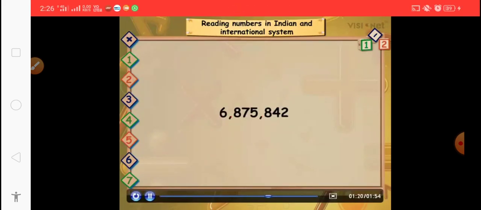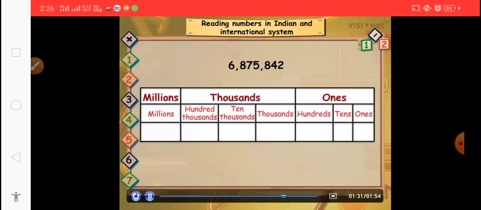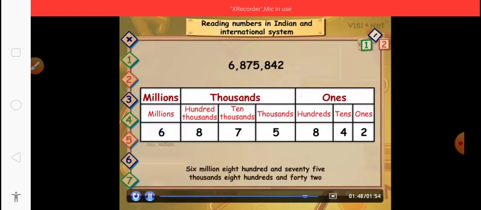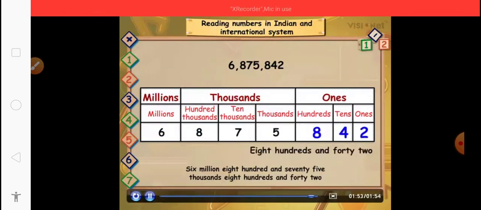To understand this, let us take this number 6,875,842. Again, we first show the table of this number according to international number system as shown, and then we place the given number in this table like this. Now how do we read the number? Same as we read the number in the Indian system. So we have the number 6,875,842.